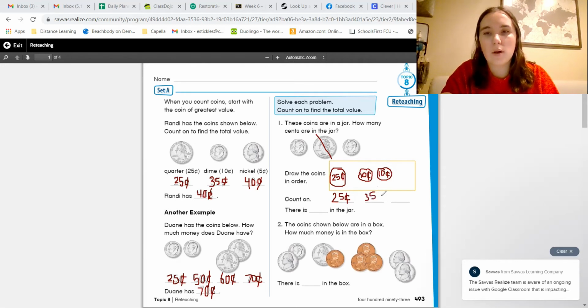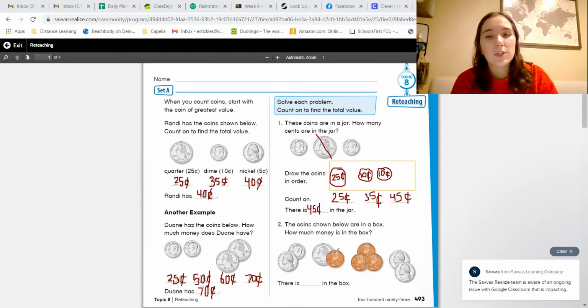And then we have 1 more dime. What would 1 more dime be? What would our total value be? Well, 35 plus 10 is 45, so it'd be 45 cents. That means there is 45 cents in the jar. Don't forget that cent sign.